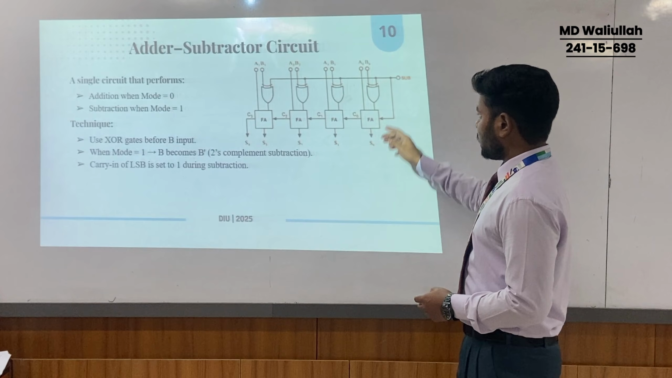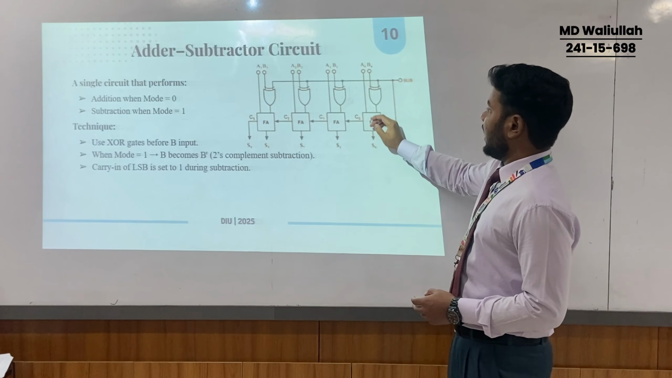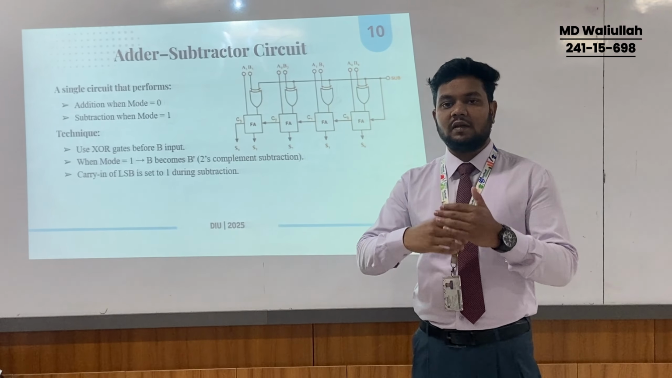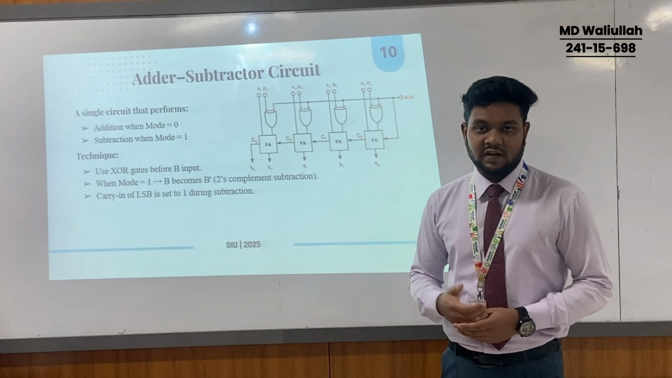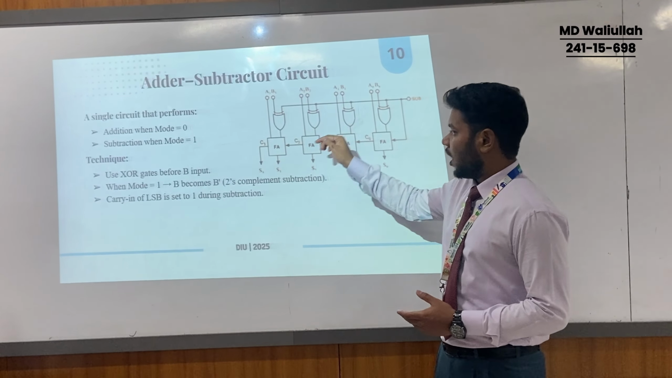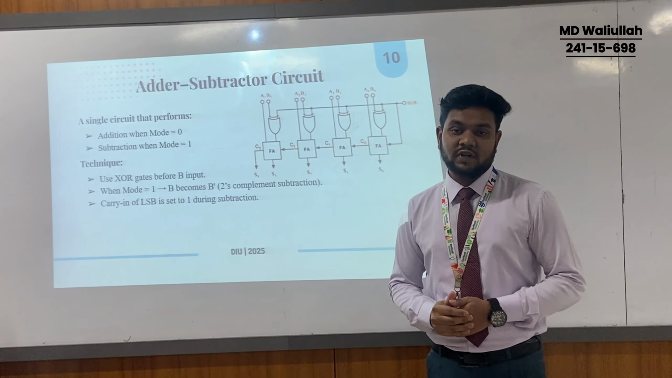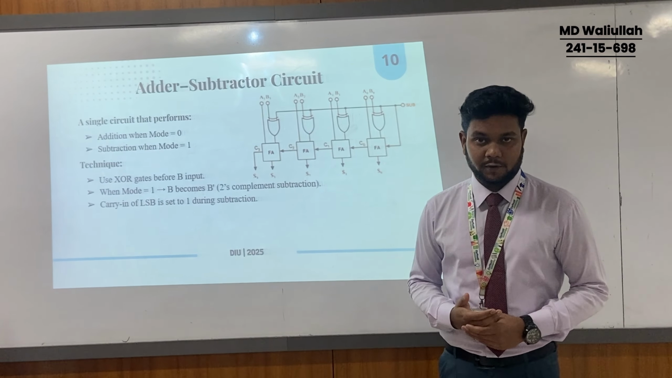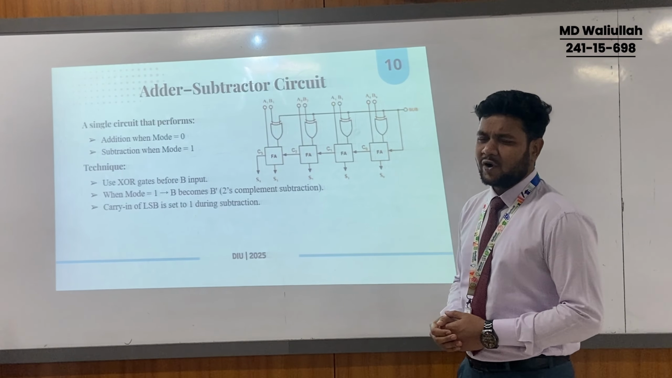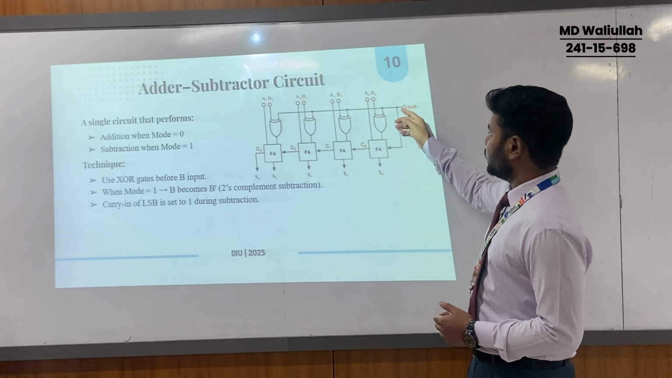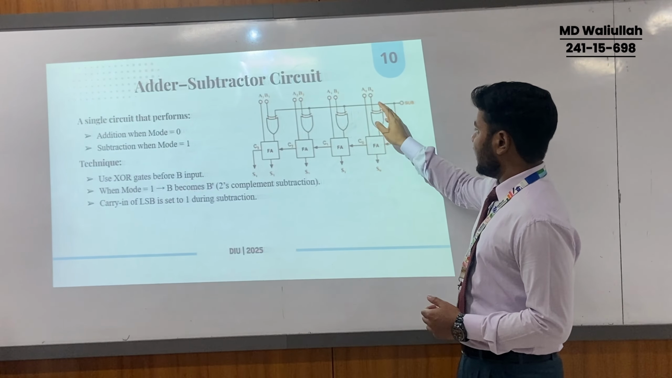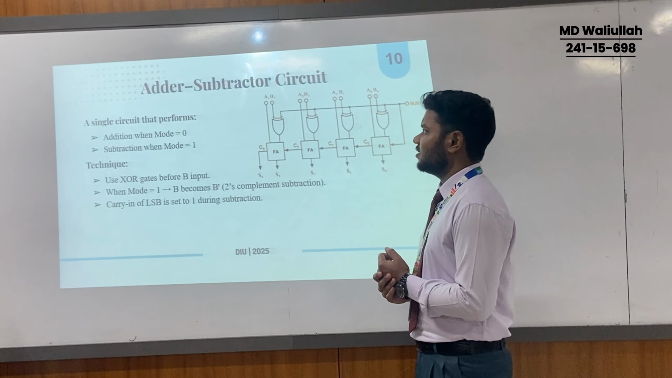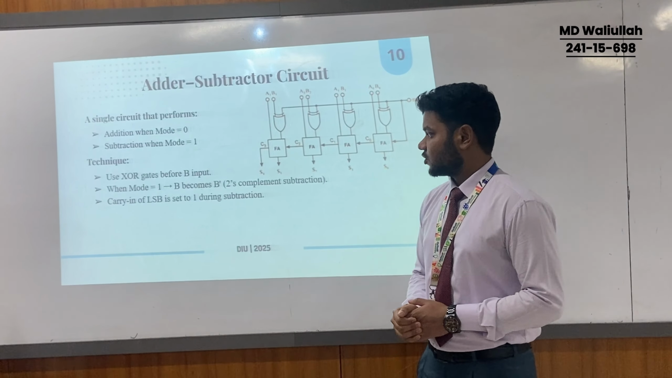How? When I input 1, it goes here, and we know that with an XOR gate, if we input 0, the output remains the same. But if we input 1, then the output comes in the reverse or opposite version, which in binary we call bar. So this is the basic working principle of this circuit. When we add 1, it goes here and does the job of 2's complement. So these are the basic functionalities of the adder subtractor circuit.